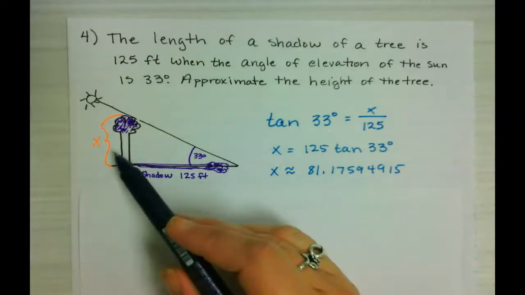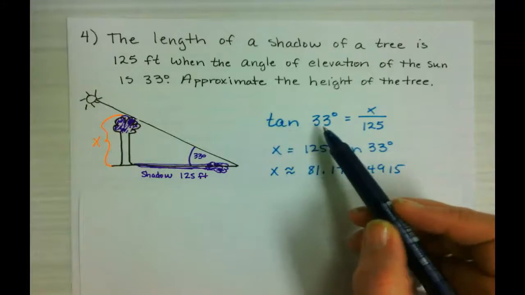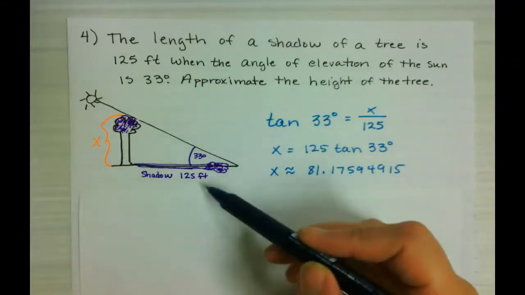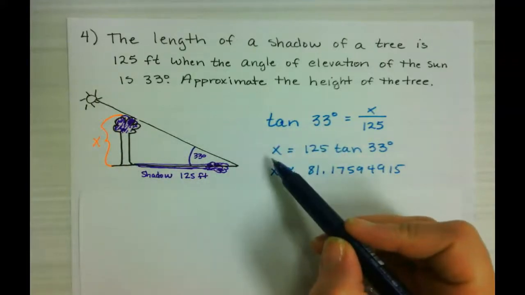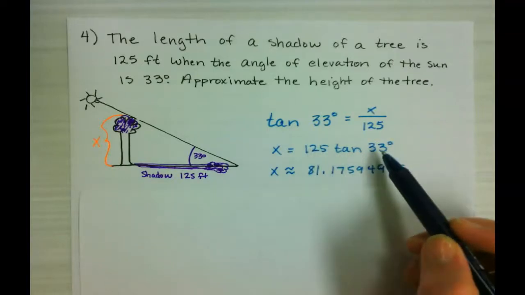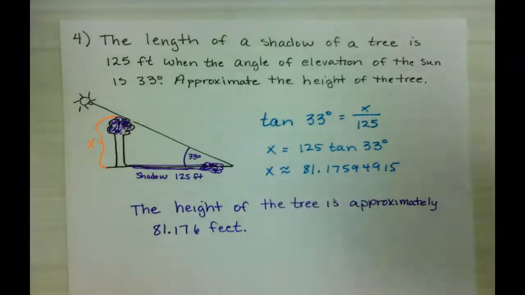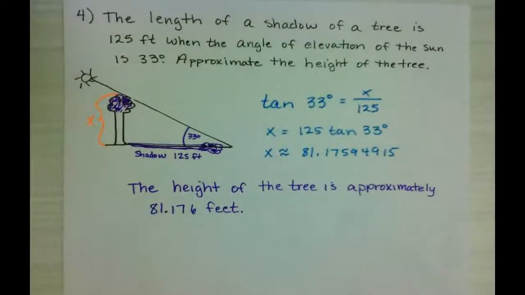So I need opposite and adjacent, so once again I'm using tangent. So tangent of 33 is the opposite over the adjacent. I get x by itself because that's what I'm trying to find. I go to my calculator, I type in 125 tan of 33 degrees, and I get this decimal, which means that the height of the tree is approximately 8.176 feet.